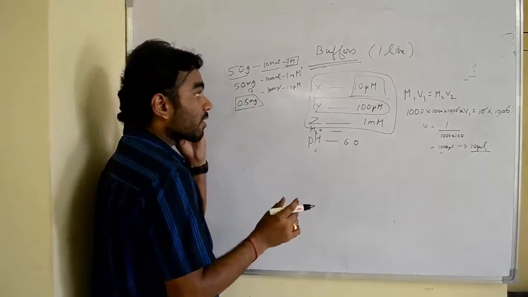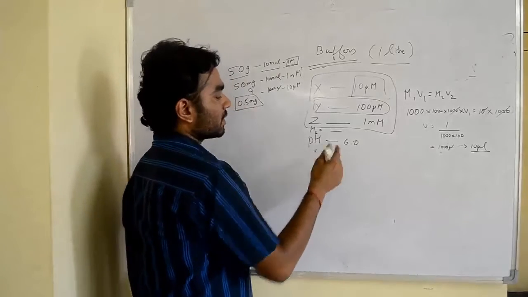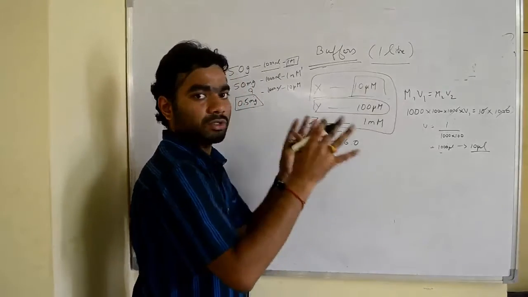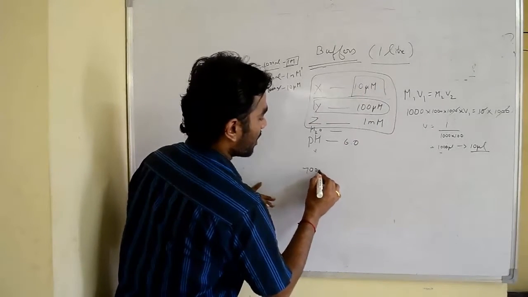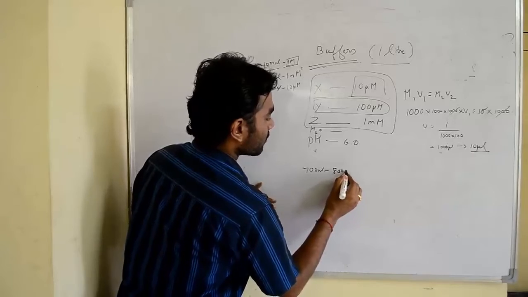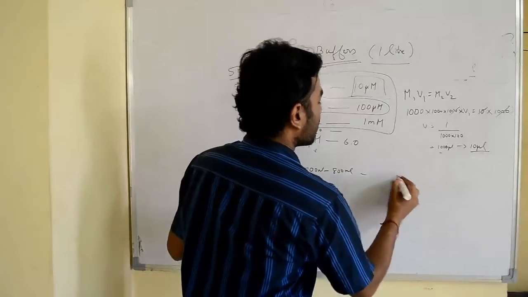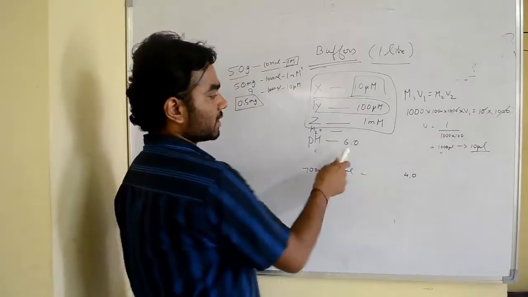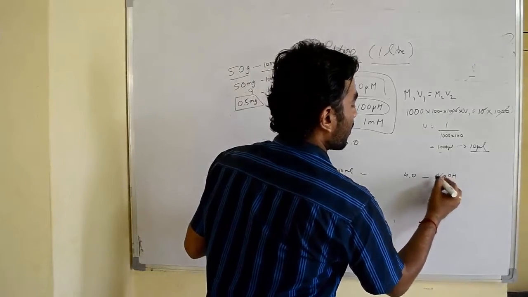And while adding the water also, when you are preparing 1 liter and you have to set the pH, you should always make sure that you do not add completely. You should not make it up to 1000 ml. You have to make up to 700 or 800 ml, and then you have to look at the pH. If the pH is around 4, but your required pH is 6, you have to add more NaOH.